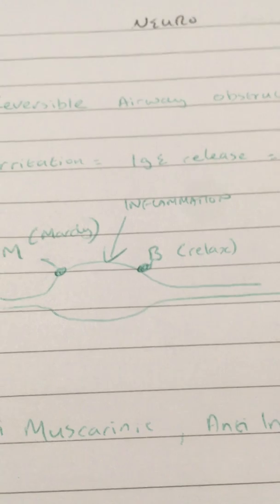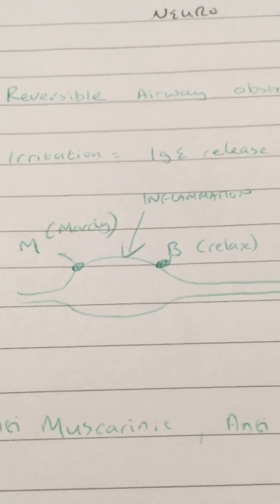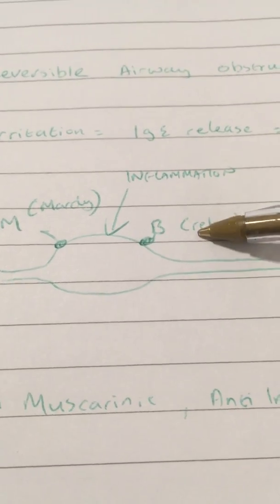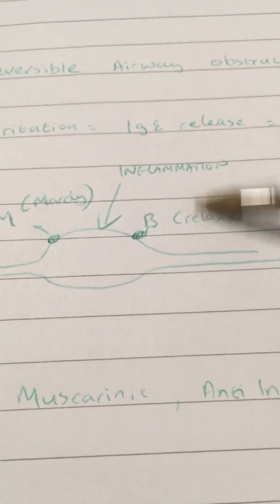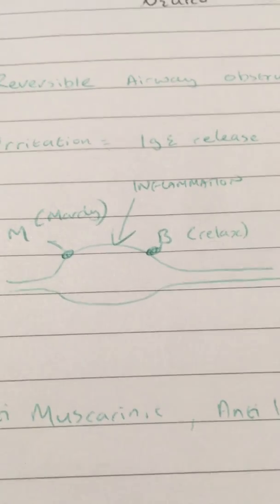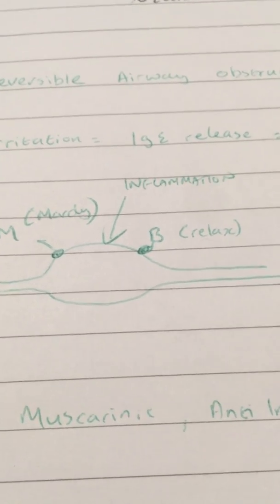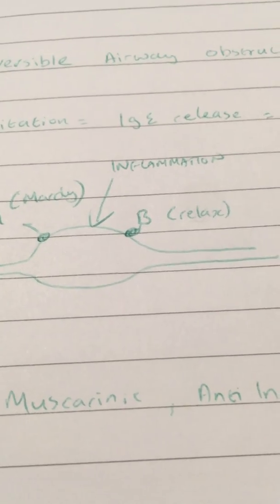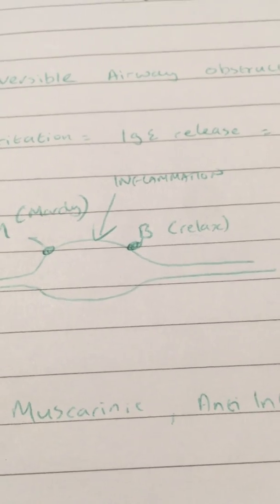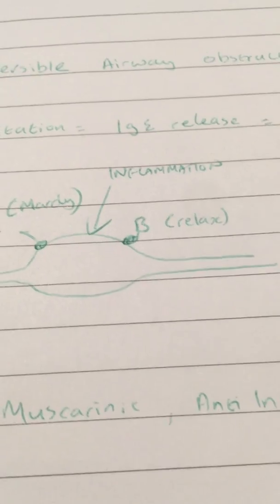Okay, so the way to treat it is you either try to relax the muscle. The beta receptor is responsible for relaxing, so a beta agonist is something that's going to induce that. So you're inducing relaxation, and that's how the salbutamol works. Works very well, actually.